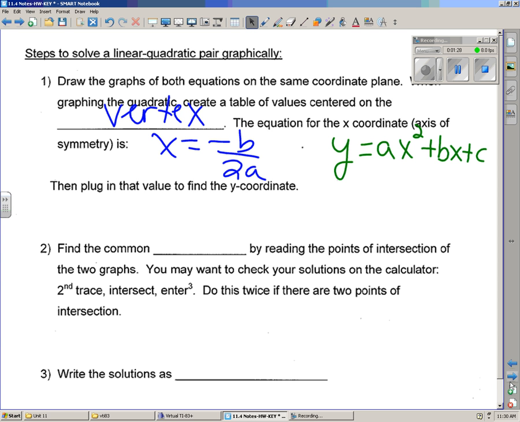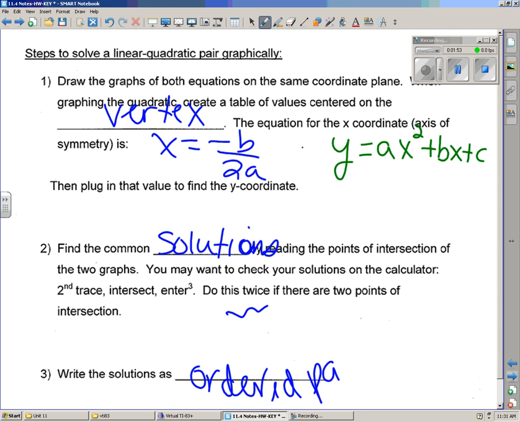Once you graph both your line and your parabola, you're going to find the common solutions by reading the points of intersection of the two graphs. You might want to check your answer on the calculator, and that you do by second trace intersect, and then you have to enter 3 times. But don't forget you have to do this twice because there are 2 points of intersection. Your solution should always be written as ordered pairs, and that's always your x and your y.